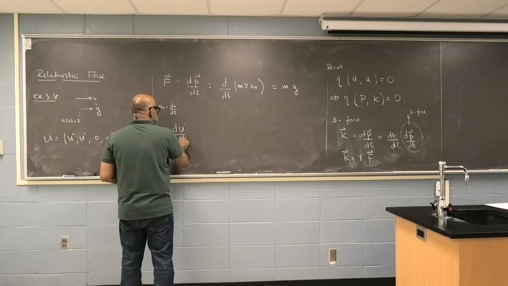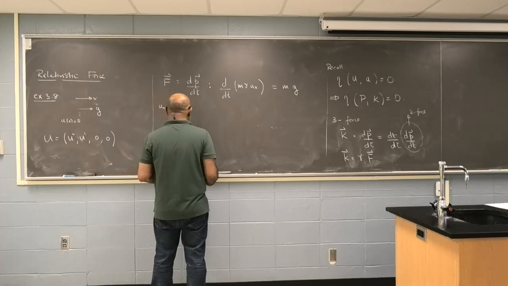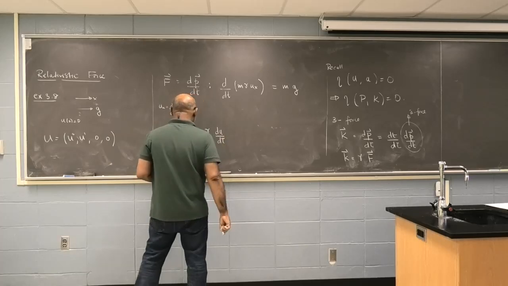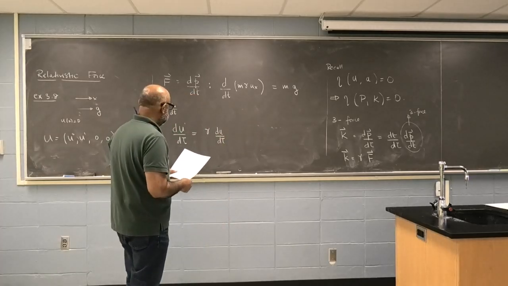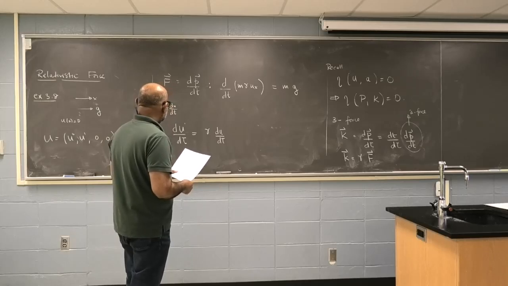So then I can write du1/d tau is equal to, what is it? Gamma du/d tau. Is that right? No.